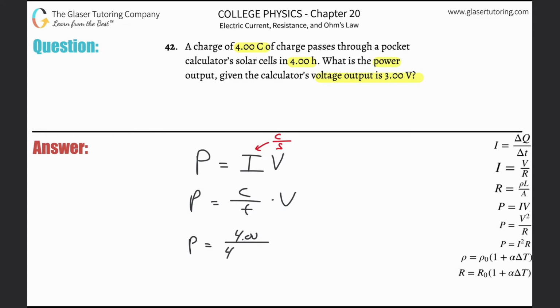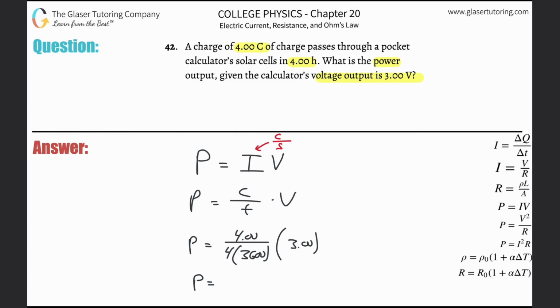So we have to take 4 hours and convert that into seconds. Remember that there are 3,600 seconds in an hour, or there's 60 minutes in an hour and 60 seconds in a minute. You can do that either way. Some of these conversions we're going to move through quickly because we've been doing them for 20 chapters. And simply plug it in. We get 4 divided by (4 times 3,600), and then multiply that by 3.